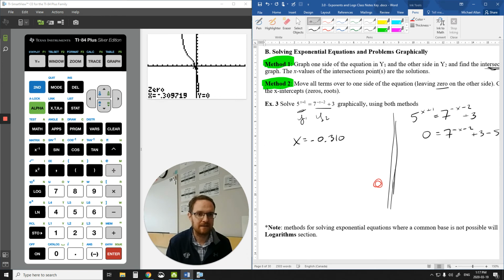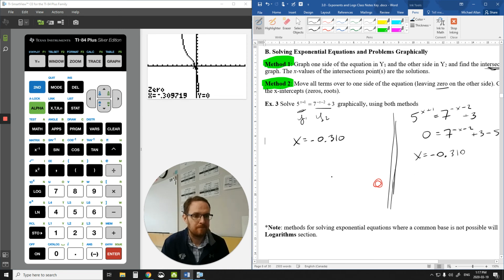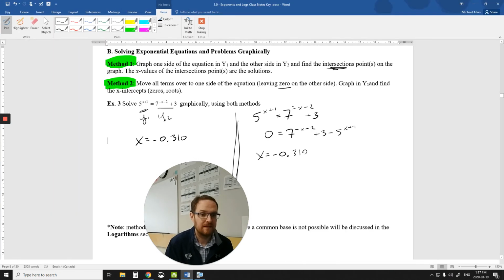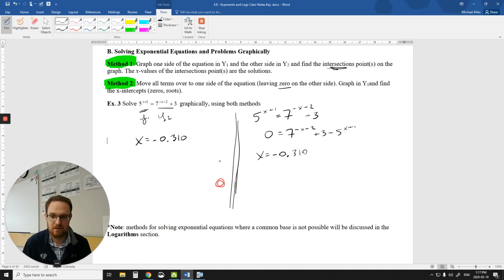So we get the exact same x value. x is equal to negative 0.310 as well. All right, so those are your two methods for solving these graphically. So we can solve all these things graphically that way.